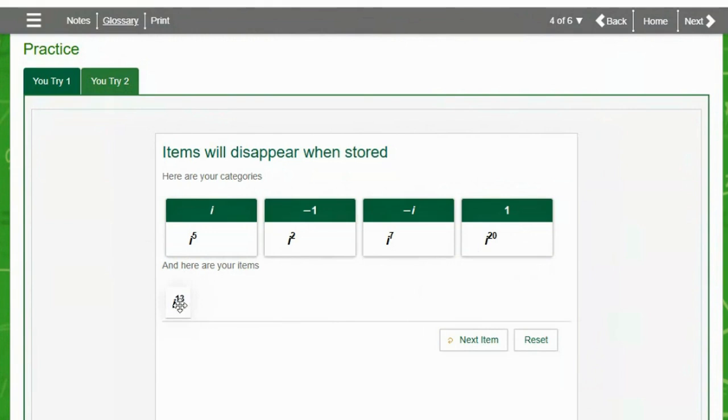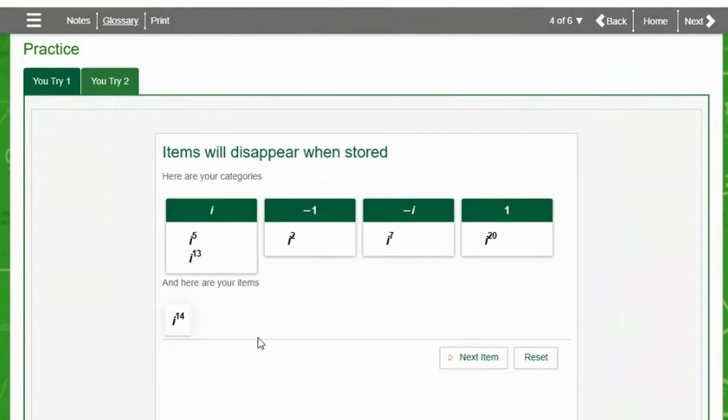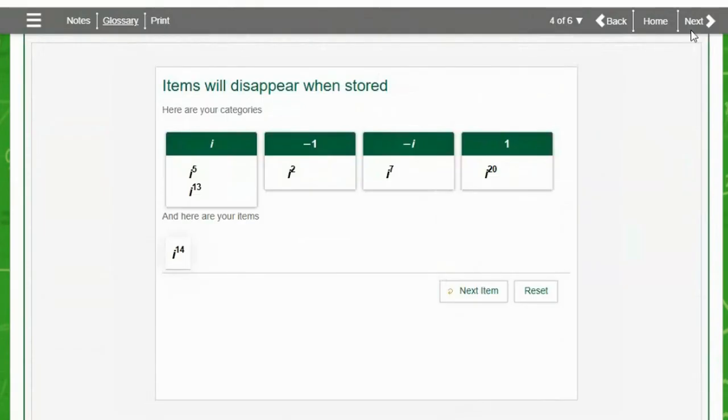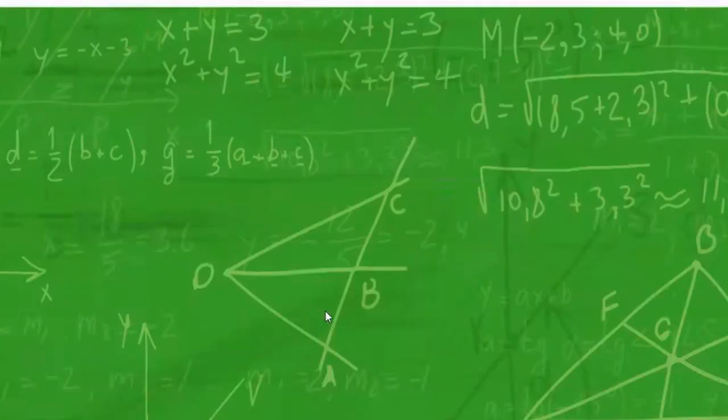13, you divide it by 4, has a remainder of 1. So I'll leave the rest of those for you to try. Let's look at the next page and see what else they have us do.